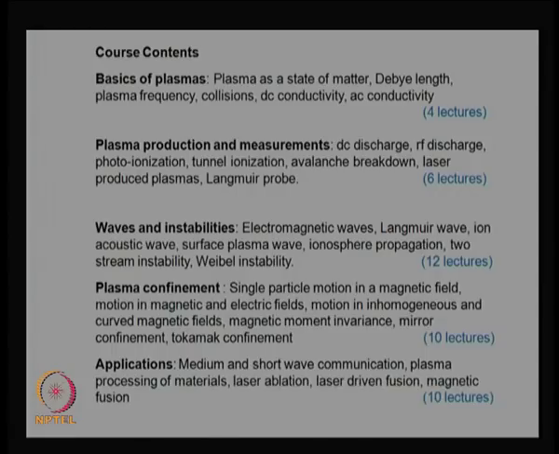Second topic would be plasma production and measurements. It will include DC discharge, RF discharge, photoionization, tunnel ionization, avalanche breakdown, laser produced plasmas and Langmuir probe measurements. Next topic would be waves and instabilities. That will include electromagnetic waves, Langmuir wave, ion-acoustic wave, surface plasma wave, ionospheric propagation, two-stream instability and Weibel instability.